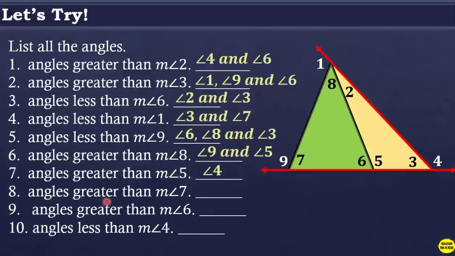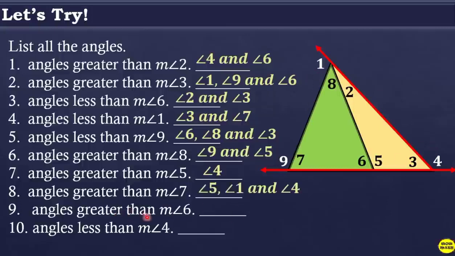Next, angles greater than the measure of angle 7. So, greater, mas mataas sa measure ni angle 7. So, exterior angle po ang hinahanap nito. So, kung ito po yung remote interior, hindi pwede ito kasi hindi niya to remote. Okay, remote interior at adjacent sila. Pag sinabing exterior angle na kung saan remote interior niya to, dapat not adjacent. So, for the green triangle, we have angle 5. Okay, and for the bigger triangle, we have angle 1 and angle 4. So, we have 3 answers. Angle 5, angle 1, and angle 4.